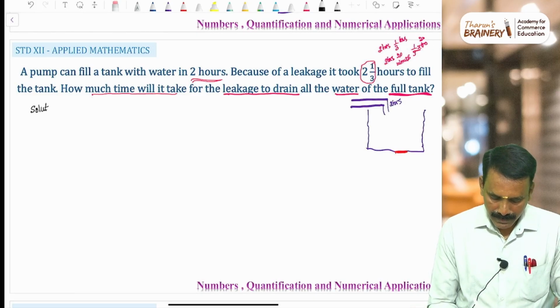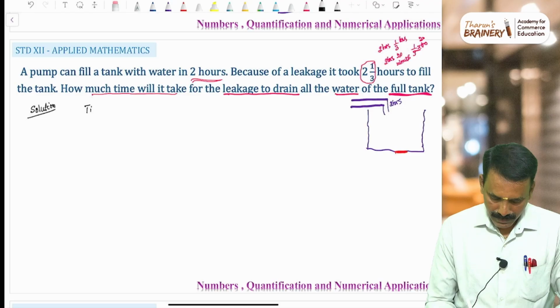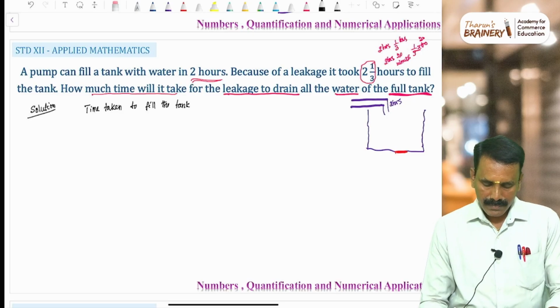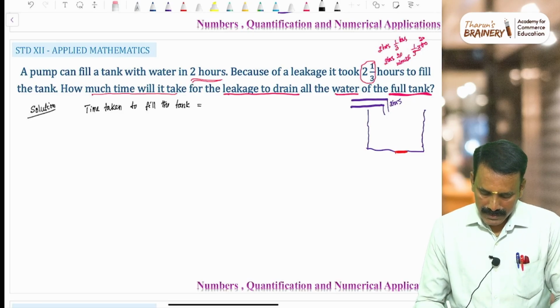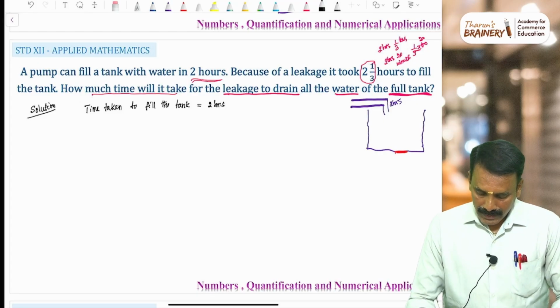Solution. Time taken to fill the tank is 2 hours. So we take x is equal to 2.